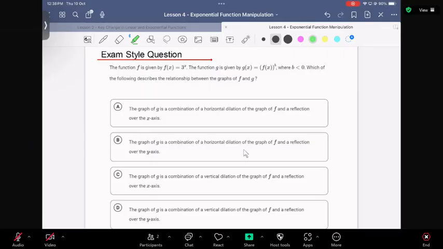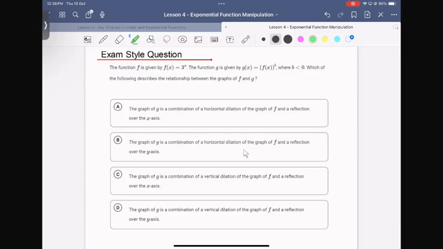All right, so which one do we think it's going to be? Who thinks it's an A? Who thinks it's a B? Who thinks it's a C? Who thinks it's a D? And I will assume that the rest of you don't think.